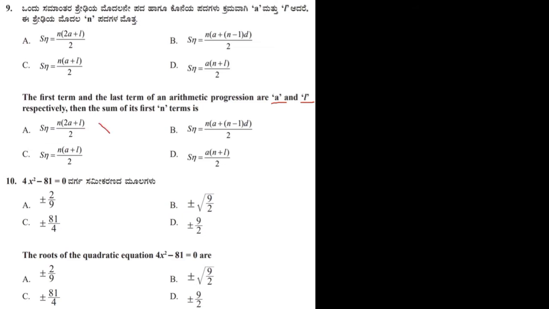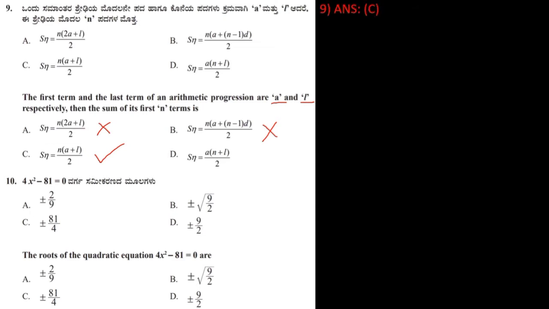The other one, Sn is equal to n into (a plus (n minus 1) d) divided by 2. Here they have not taken the last term and first term, so this is also not correct. Sn is equal to n into (a plus l) by 2. That means this is the correct one, because we write Sn is equal to n by 2 bracket a plus an, and instead of an you can also write l. So option C is the correct one.